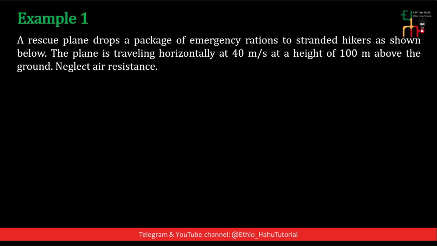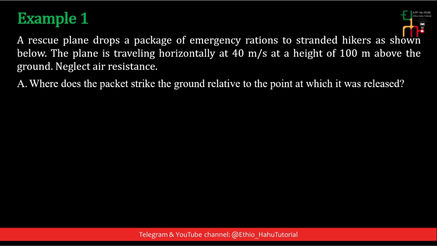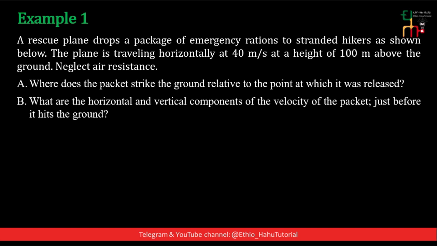Example 1. A rescue plane drops a package of emergency rations to stranded hikers as shown below. The plane is traveling horizontally at 40 meters per second at a height of 100 meters above the ground. Neglecting air resistance, A, where does the package strike the ground relative to the point at which it was released? B, what are the horizontal and vertical components of the velocity of the package just before it hits the ground? And finally, what is the angle of impact?